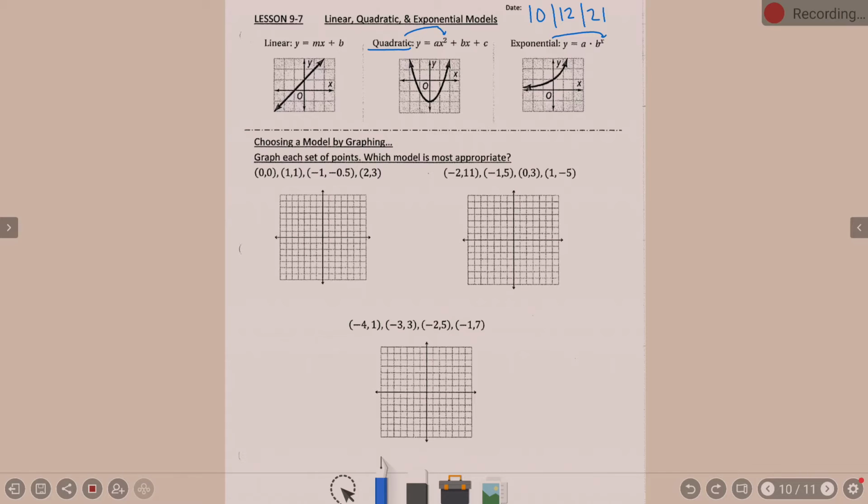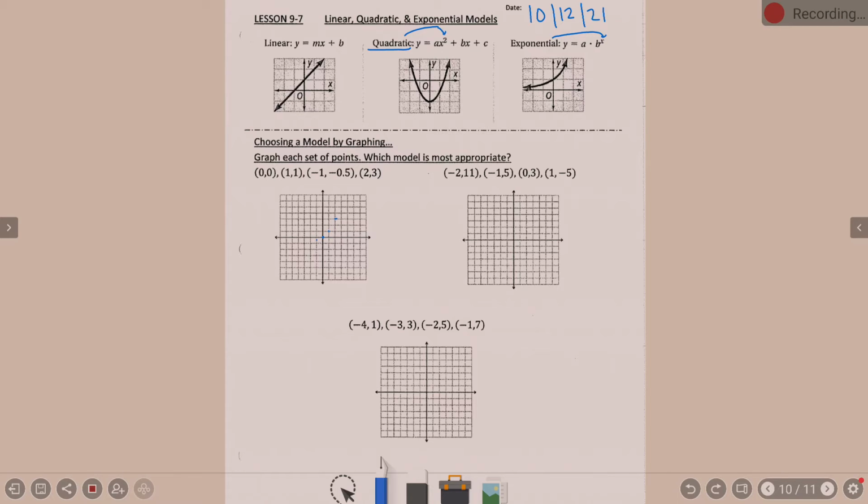Okay. So, first set of examples. Choose a model by graphing. Graph each set of points and decide which model is most appropriate. So if we graph these, 0, 0, and 1, 1 means I'm going over 1, up 1. Remember, first number's left to right, second number's up or down. What about negative 1, negative 0.5? Left 1, down halfway. Then 2, 3: over 2, up 3.